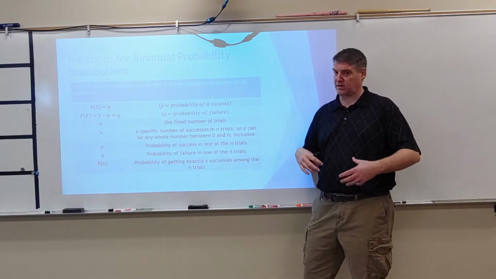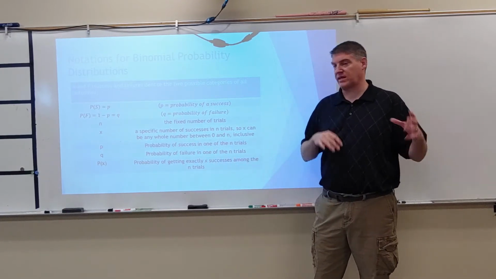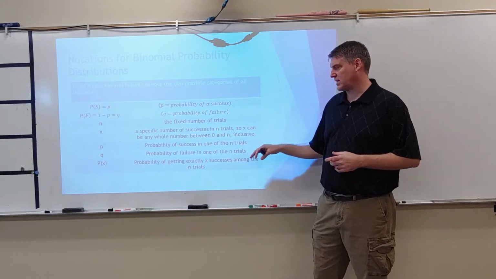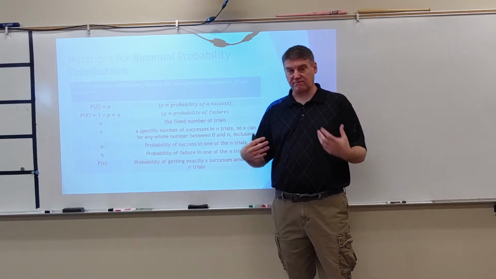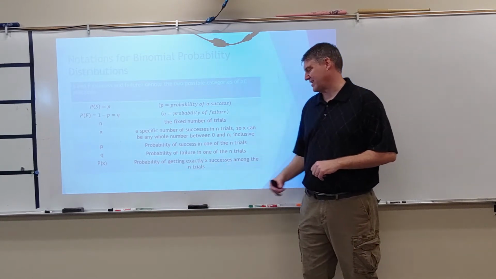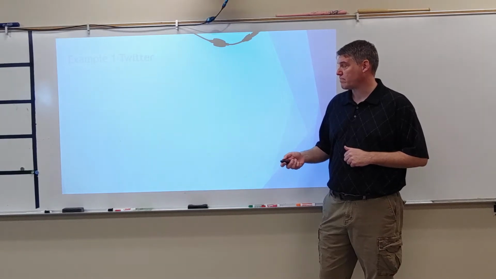So if I'm looking for 5, X can be any whole number between 0 and N inclusive. P is the probability of success in N trials. Q is the probability of a failure in those trials. And then P of X is the probability of getting exactly X successes among N trials.